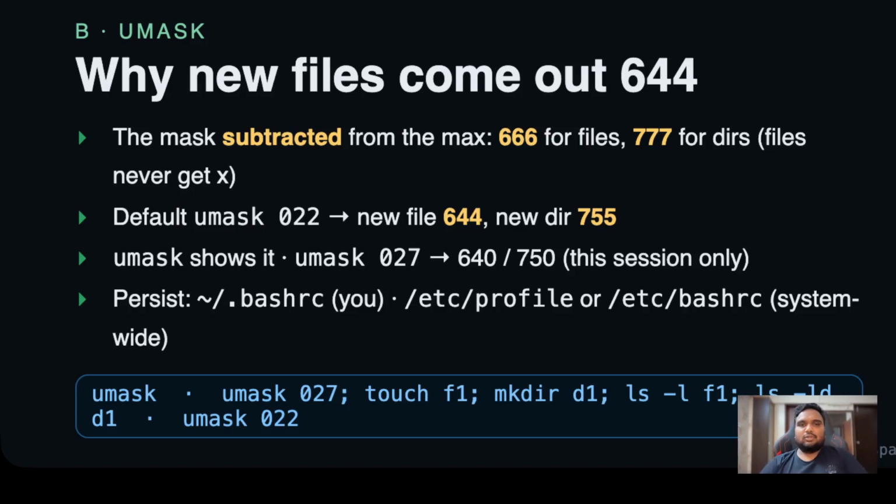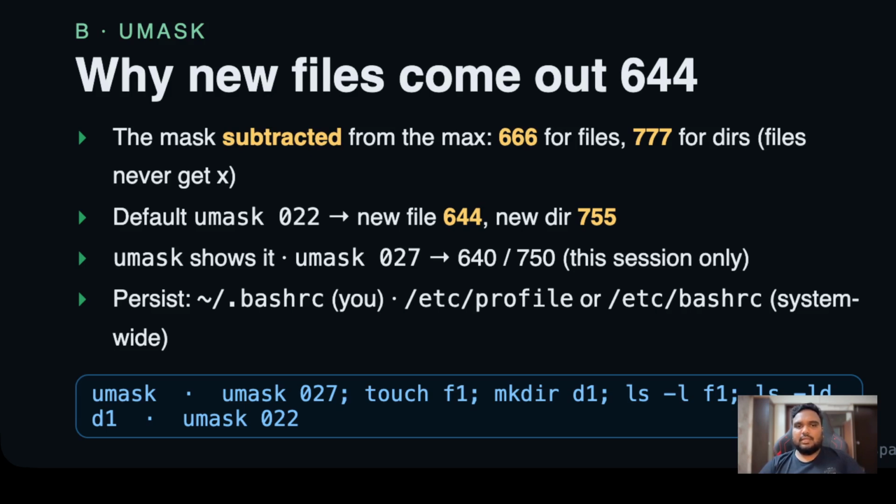So now let's talk about umask. When you just ran touch demo, it came out to be 644. Read write for you, read only for group and others. You didn't ask for that. Where did it come from? A thing called the umask.